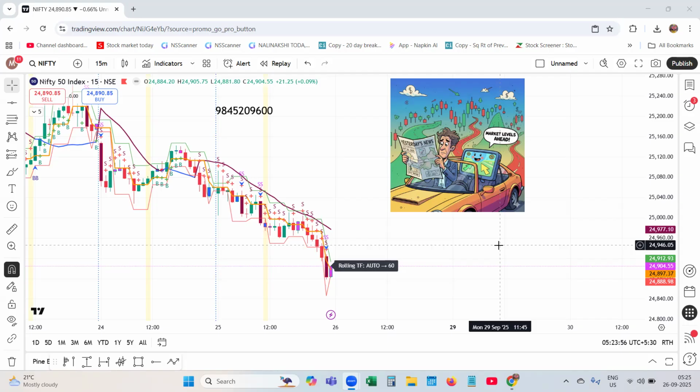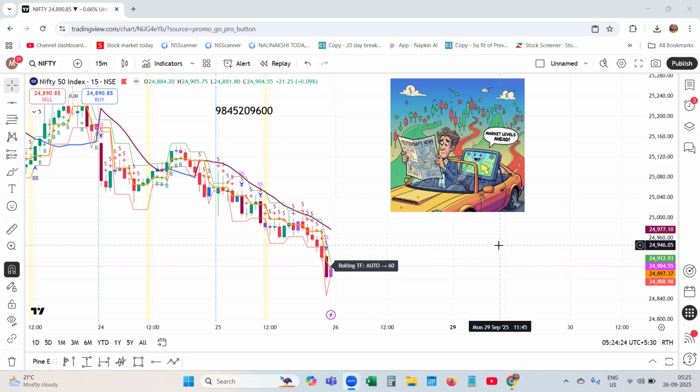Friends, in trading we often get confused about where the market might turn, where it could stop falling, or where it could take support to bounce back. For all this, this indicator is a one-stop solution for your problems. That is where pivots come into play.